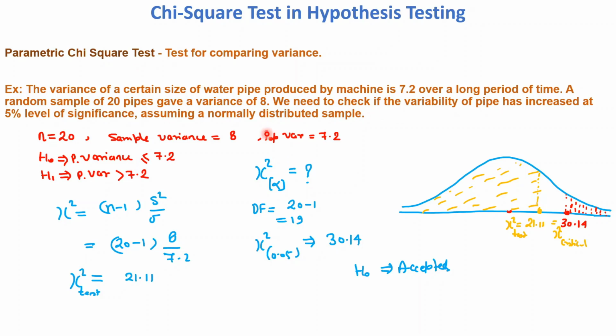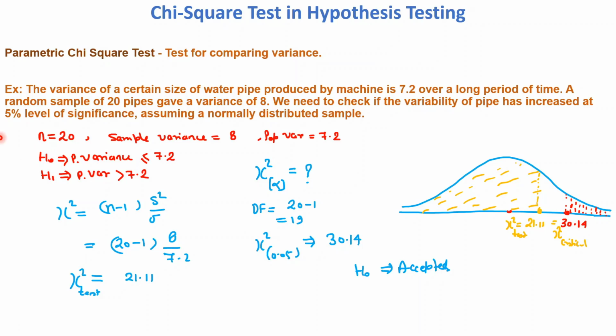So in summary, there is one manufacturing unit which is producing water pipes, and those water pipes have a variance of 7.2 over a long period of time. Now what we did, we collected 20 pipes and measured the variance. Now we are getting a variance of 8 using the 20 samples.